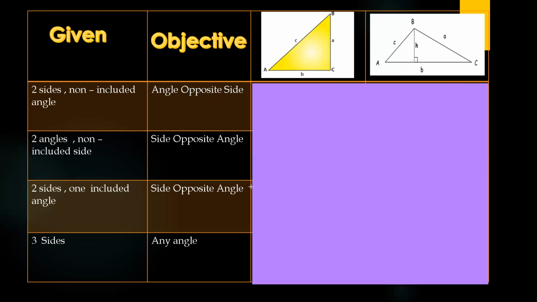Imagine now in your mind, if you have two sides and a non-included angle. Two sides now are given. As an example, this one is 3, and then this one is 4, and you have this angle, and you need to find the angle opposite the side. I mean, you need to find this angle. How did you solve it in the right triangle? What did you use?